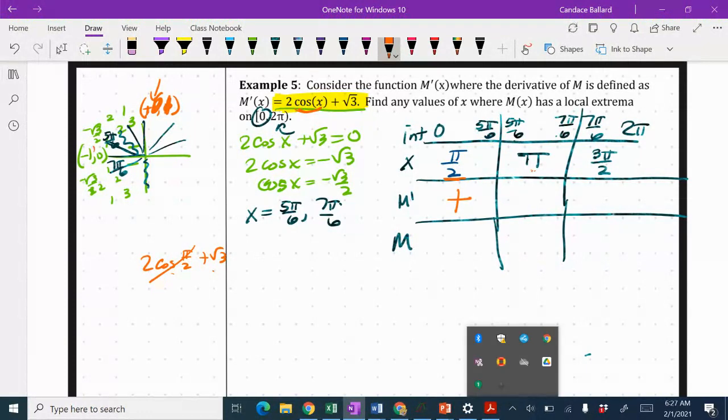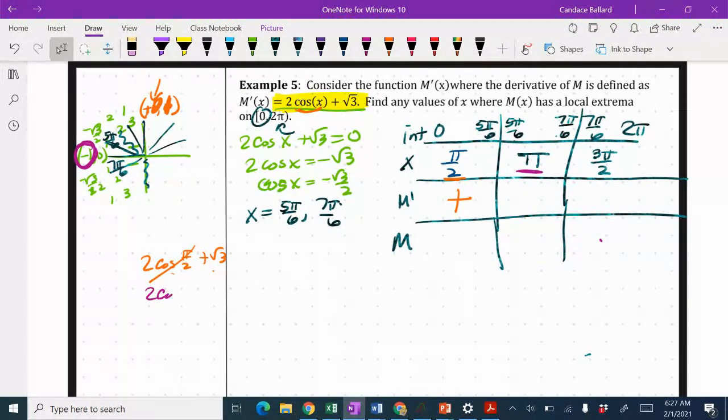Looking at pi, the cosine value is negative. So whenever I plug the cosine value in there, 2 cosine of pi plus square root of 3, this is negative 1. So I've got negative 2 plus the square root of 3. Well, I know the square root of 4 has got to be 2, so the square root of 3 has to be less than that. It's like 1 point something, meaning the negative 2 is going to win the sign war. So it's going to be negative.